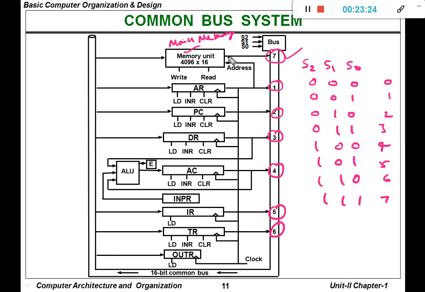Okay. So here you can see we are going to fetch the data from the main memory and place it on the common bus. So after fetching the data, from the common bus it is going to pass through this path, and can be stored either in DR, if it is data, or, if it is an instruction, it may be stored in the instruction register.